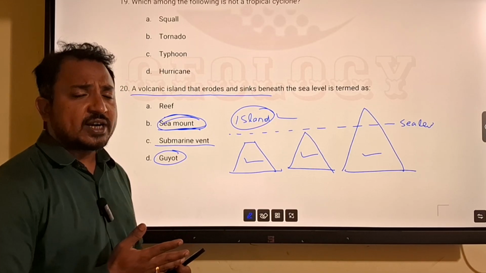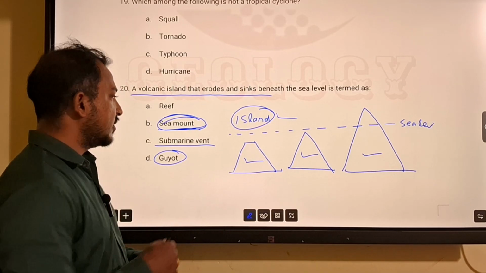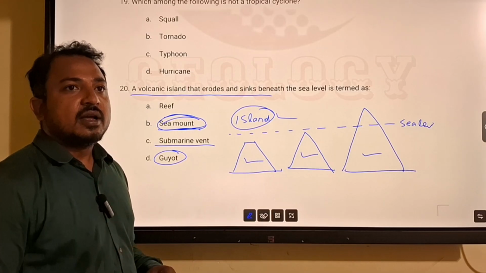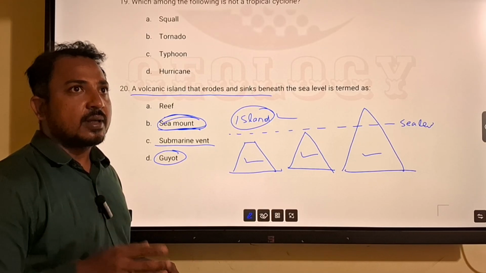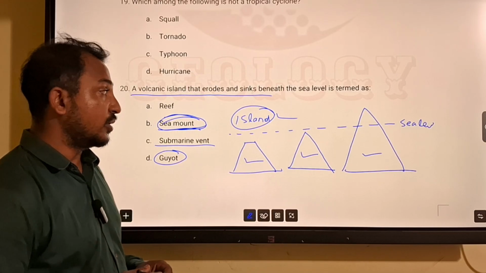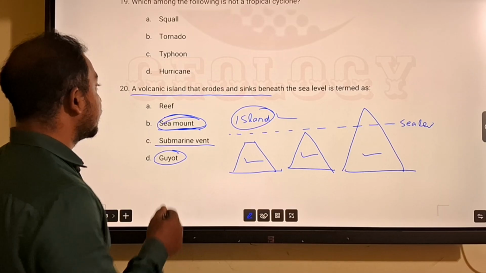Then submarine vents occur near hydrothermal deposition at mid-ocean ridges. You'll get black smoker or white smoker type of deposition. This you'll study in MSc, in your VMS type of deposition, volcanogenic massive sulfide deposition.